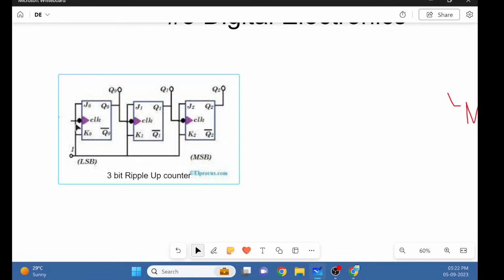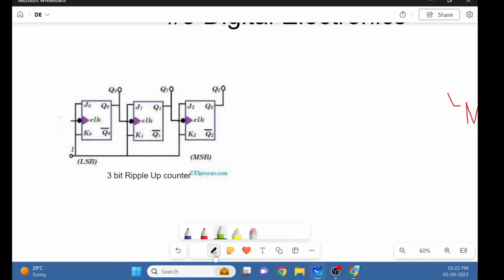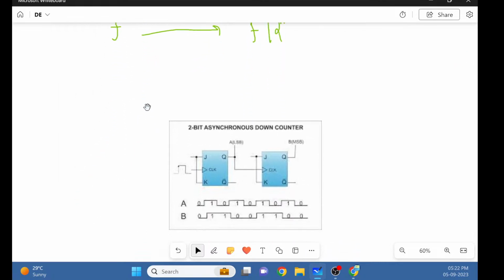Okay. Now, if all states are used with the input frequency f, then what would be the output frequency? The output frequency will be nothing but f divided by 2 raised to n. And in our case, since it is 3-bit, the value will be 2 raised to 3. Right? Okay. Now let's move on. This was nothing but the block diagram of a 3-bit up counter.